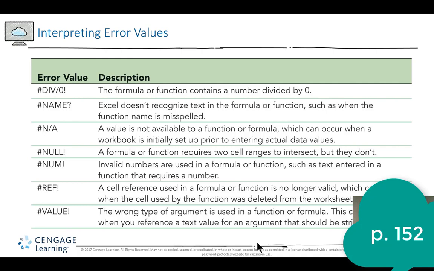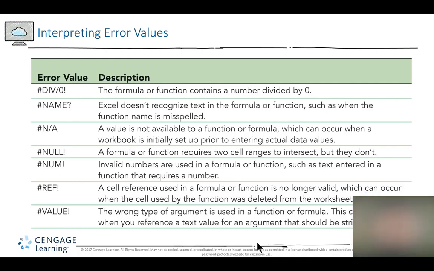An error value indicates that some part of a formula is preventing Excel from returning a calculated value. You can expect to see these every now and again when you're working with formulas and functions. So it's a good idea to familiarize yourself with some of these and probably dog-ear the page.